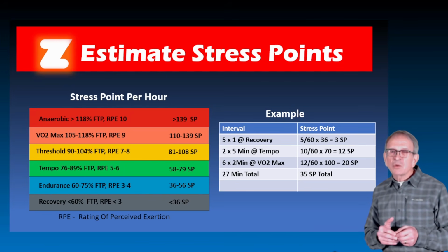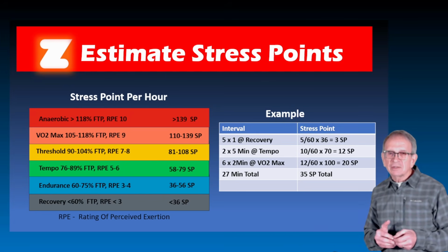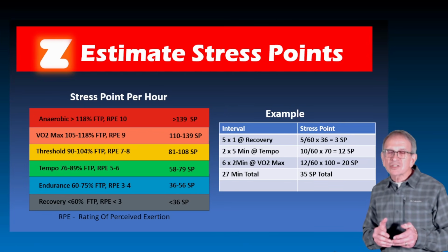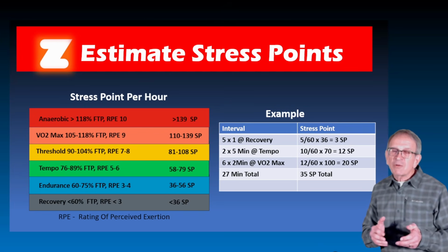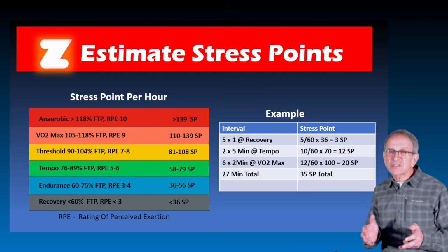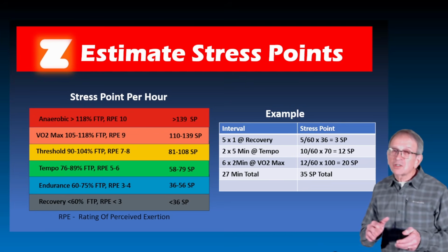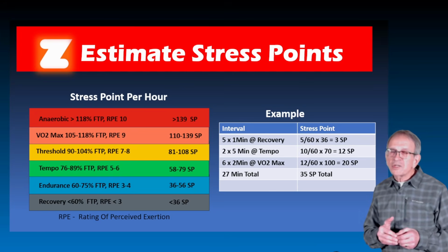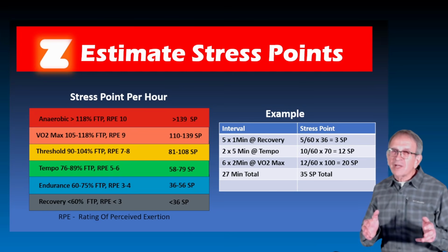well, that 1 hour ride at that level would be between 36 and 56 stress points. But let's say you rode at your threshold level, between 90 and 104% of your FTP. That would be at a rating of perceived exertion between 7 and 8. Well, that ride would be between 81 and 108 stress points. And that's in accord to what we said earlier. Riding at FTP for an hour is 100 stress points. We know you're not going to ride for a full hour exclusively at one of these levels.